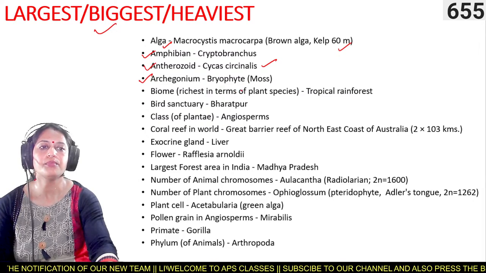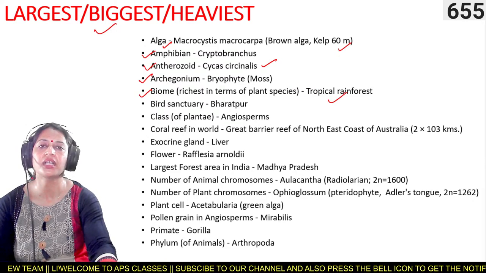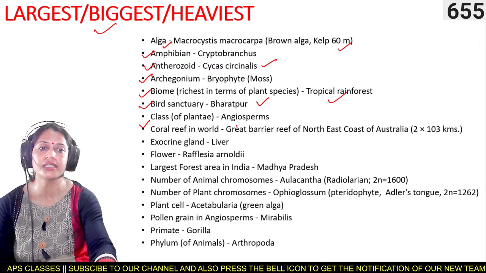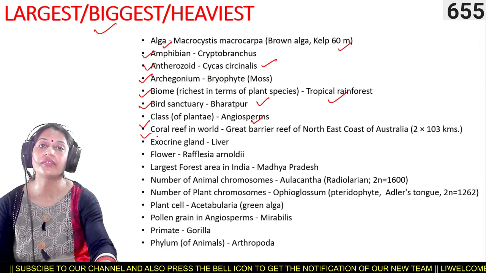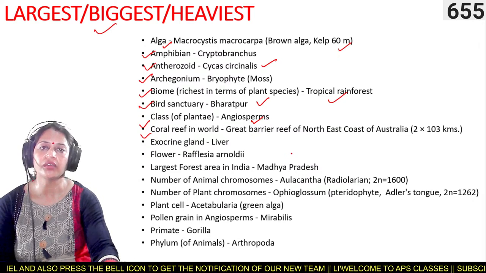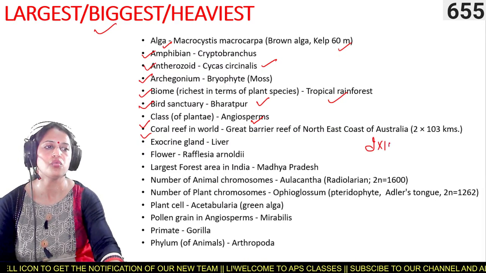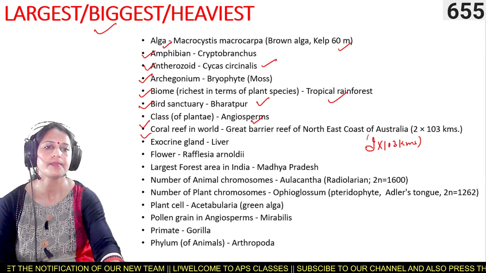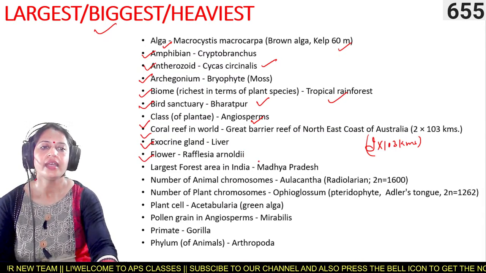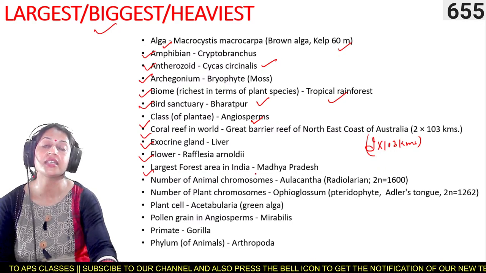Archegonium, that is bryophyte moss. Biome richest in terms of plant species, that is tropical rainforest. Bird sanctuary, Bharatpur. Class of plants, that is angiosperms. Coral reefs, Great Barrier Reef off the northeast coast of Australia. Exocrine gland, that is liver. Flower, Rafflesia arnoldii.